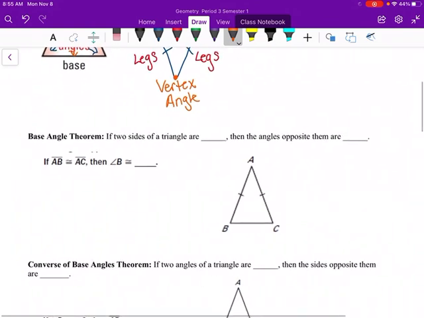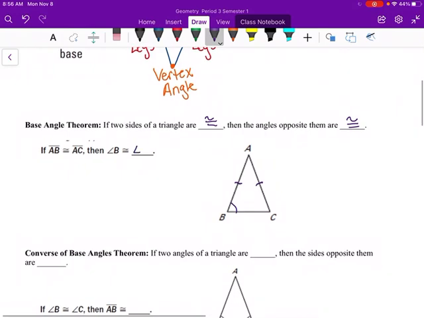So we have what is called the base angle theorem. What this is: if two sides of a triangle are congruent, so you can add that in, then the angles opposite them are congruent as well. So in our example, if AB is congruent to AC, and they already have that marked in our triangle for us, then angle B is going to be congruent to angle C. And this is always true in an isosceles triangle, which is why we have what is called the base angle theorem.